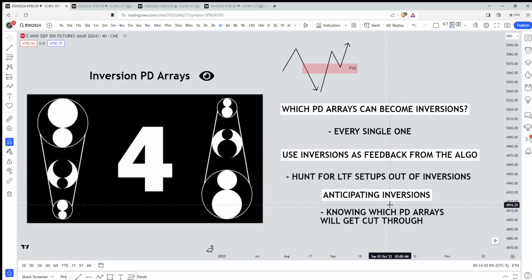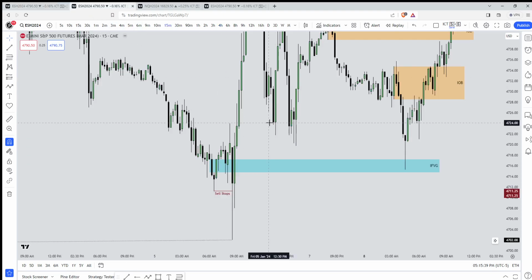The last thing I have written down is anticipating inversions: knowing which PD arrays will get cut through, picking the right PD arrays to hunt for lower time frame setups out of. So I want to dive into the first thing I have written down here, which is which PD arrays can become inversions. I said every single one of them. ICT did say this in a live YouTube video before. He said, you guys are learning that all of my PD arrays can become inversions. So we're going to take a look at what that looks like on a real chart.